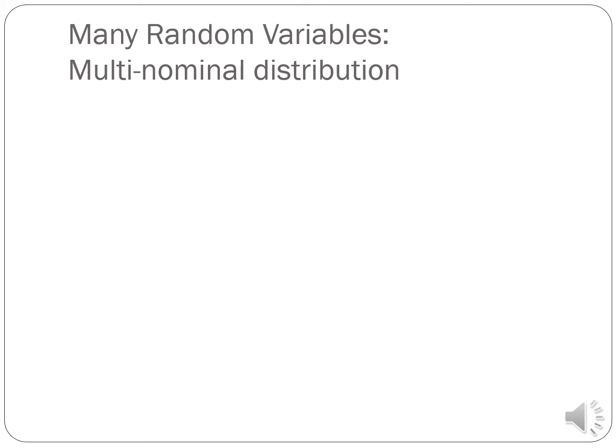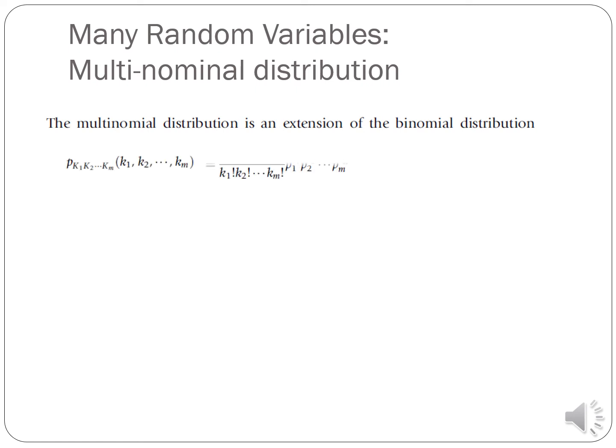So far we have only talked about 2 random variables, x and y. Here we will talk about more than 2 random variables, and we will consider a variation of the binomial distribution, which is called the multinomial distribution. The multinomial distribution is an extension of the binomial, and we will follow this formula for it.